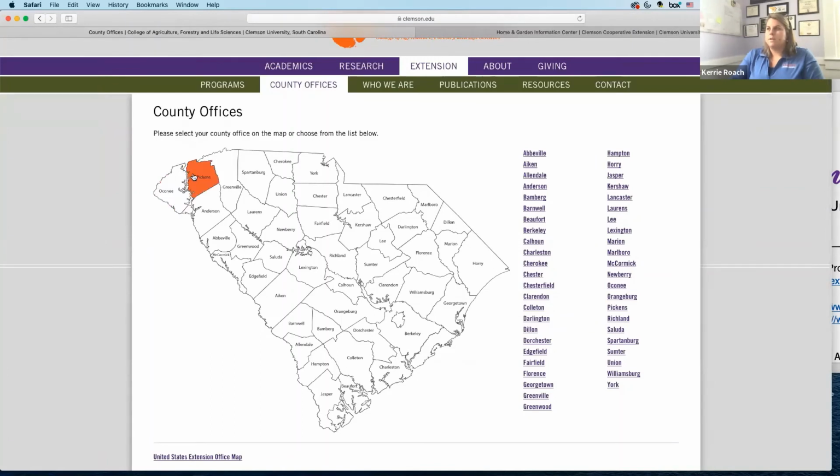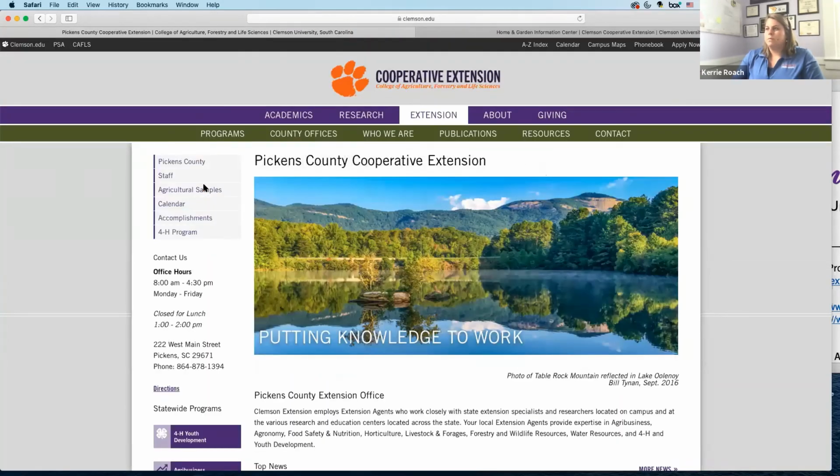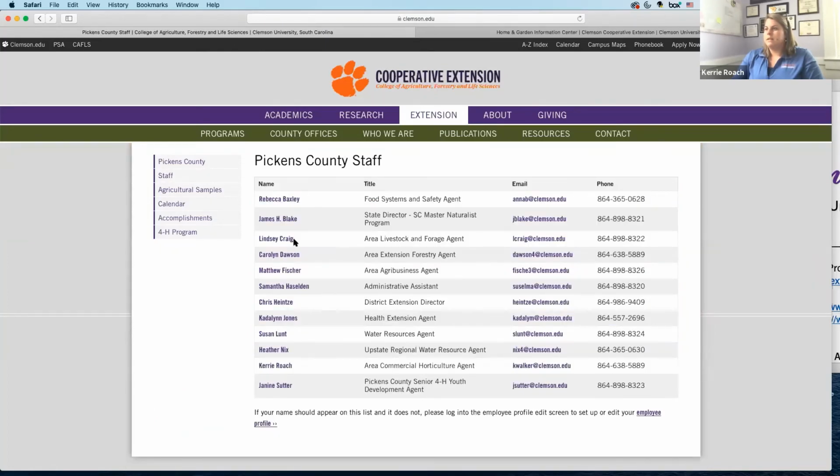All right. So here in the upstate, I cover Oconee, Pickens, and Anderson. If you click on any one of these counties, you'll come to the county office page. You can then click over here on staff, and you will see the different agents that work out of that office or that cover that office. So anything from livestock, forestry, agribusiness, we have a health extension agent, water resources, and then you see my name, the area commercial horticulture agent, as well as contact information, email and phone.